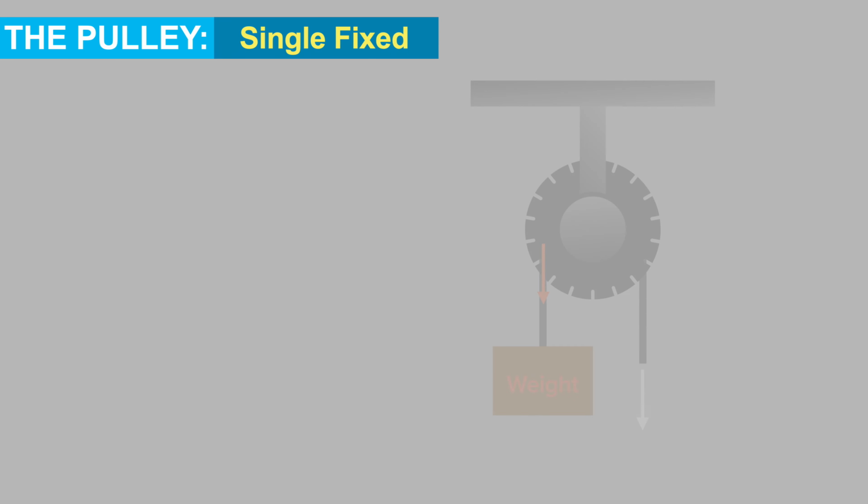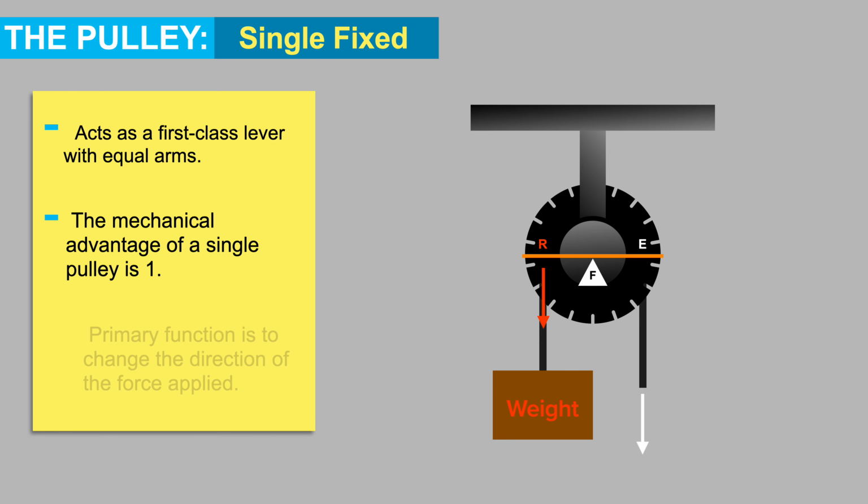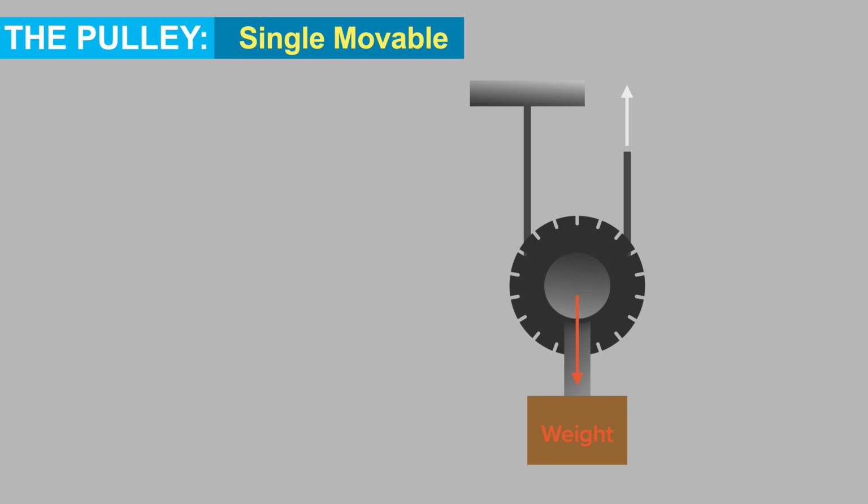A single fixed pulley essentially acts as a first-class lever with equal arms. The effort arm equals the resistance arm, and both equal the object weight. Because of this, the mechanical advantage of a single pulley is 1, meaning the force required to lift an object equals the object weight. The primary function of this type of pulley is to change the direction of the force applied. The second type of pulley is a single movable pulley.